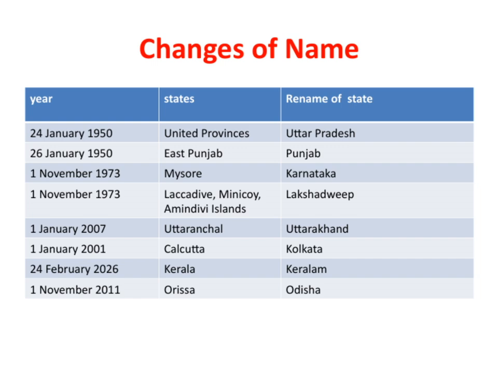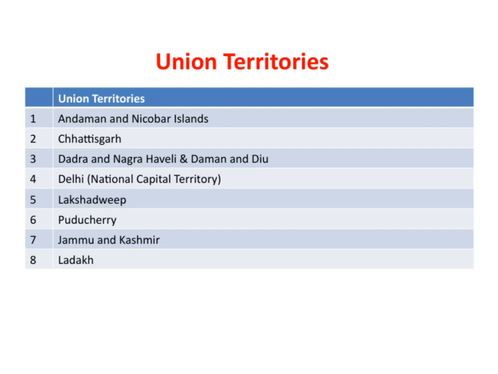These name changes are significant because they reflect a deeper connection to regional identities, languages, and cultural histories. They also help us understand how India's diverse regions continue to evolve and preserve their unique heritage over time. Now, let's take a quick look at the list of Union territories. As you can see, there are 8 in total.